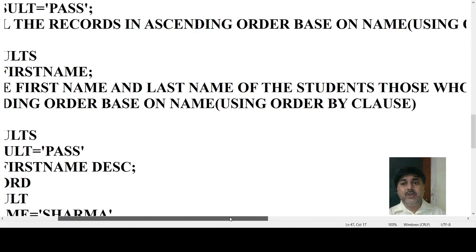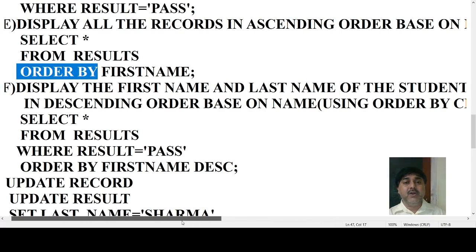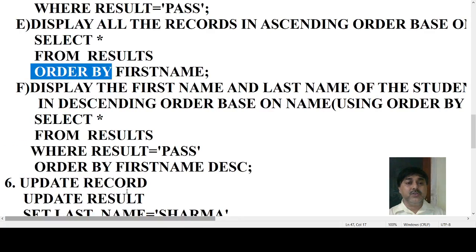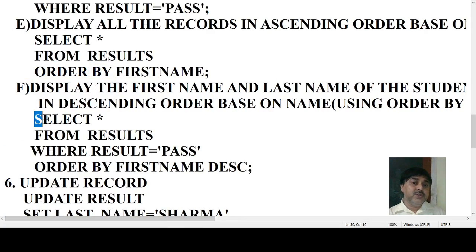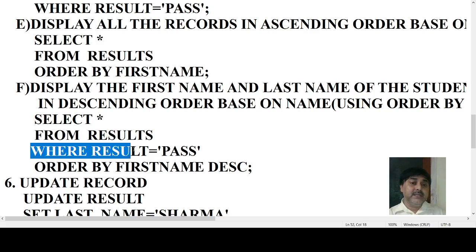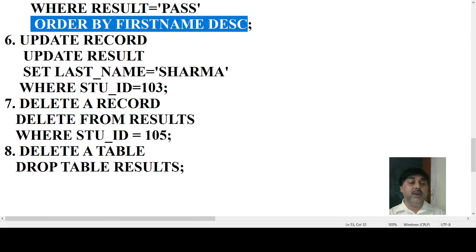Okay, next what we can see is to display the first name and the last name of the students who passed in descending order based on the name using the order by clause. So here also we are using the order by clause. Select asterisk. Asterisk means for all. From result, where result equals to pass. Order by what? Order by first name DESC. DESC means in descending order.